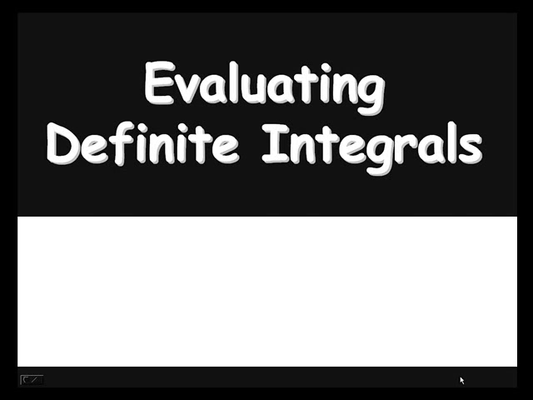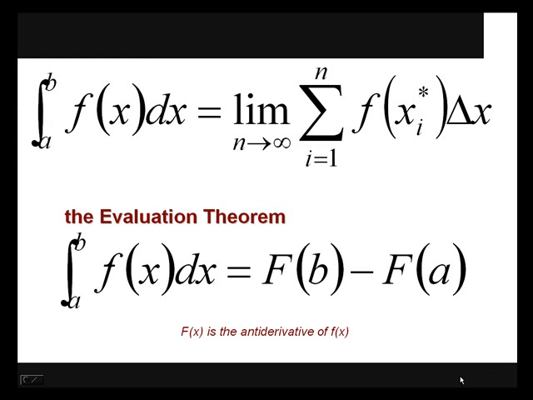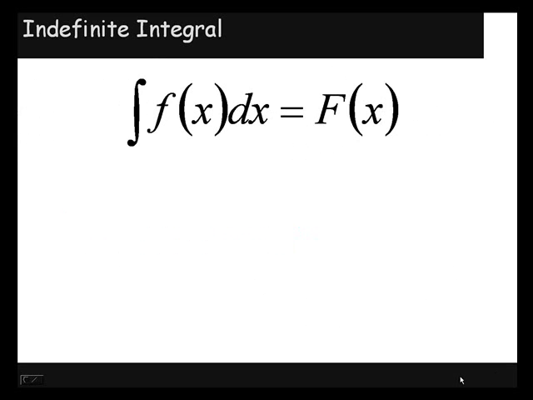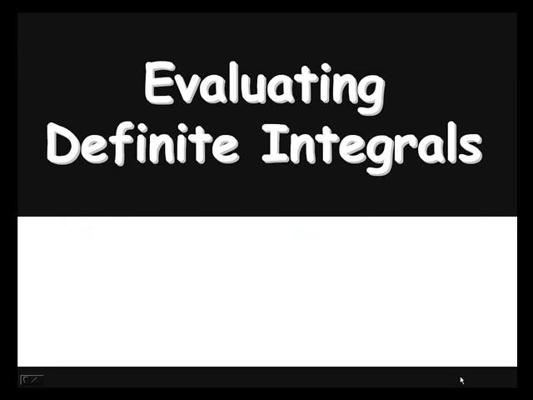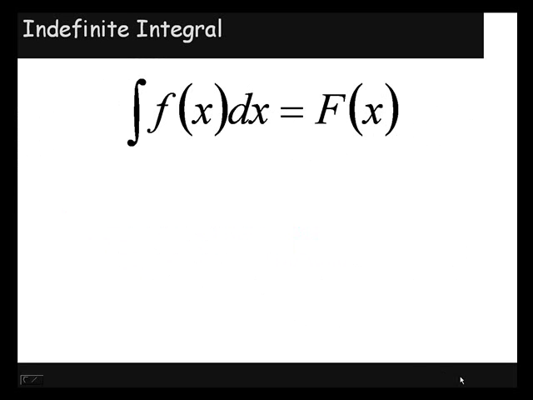Today we're going to evaluate definite integrals. Remember the evaluation theorem from the previous lesson. This is an indefinite, actually, we're evaluating some indefinite integrals today too.